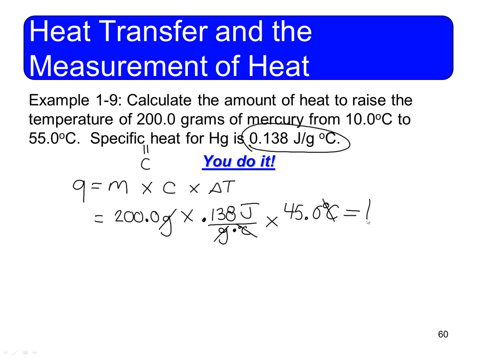Okay, so if we were to write out 1,240, and if we want to look at this in kilojoules, all we would do is divide by 1,000.